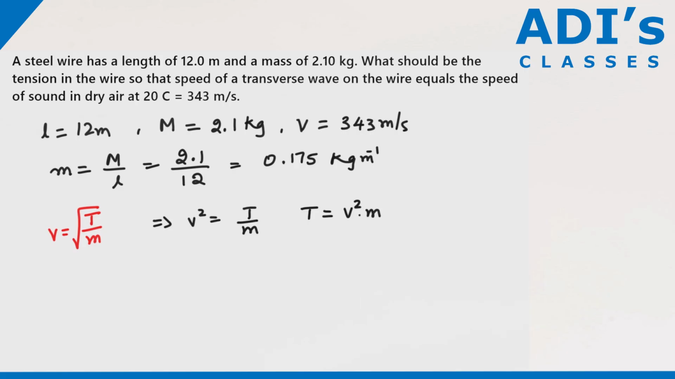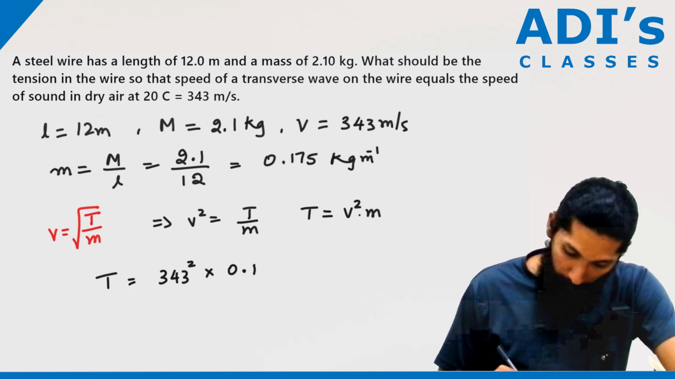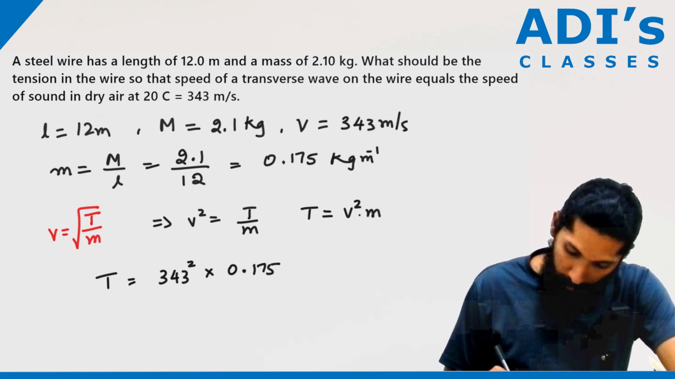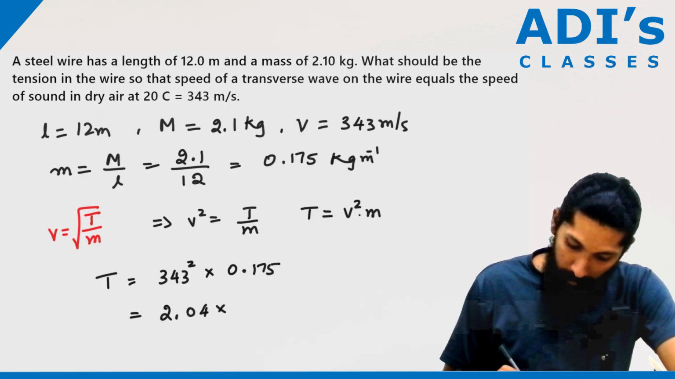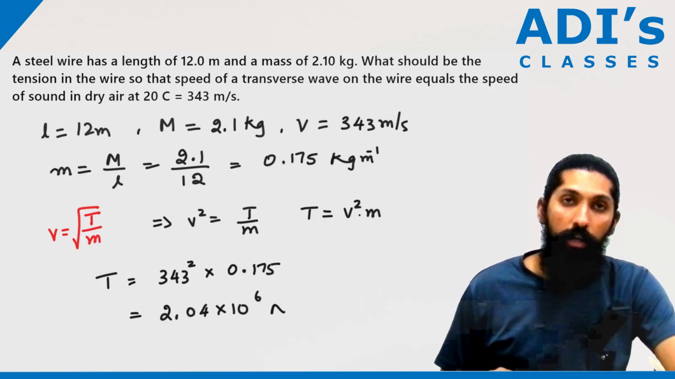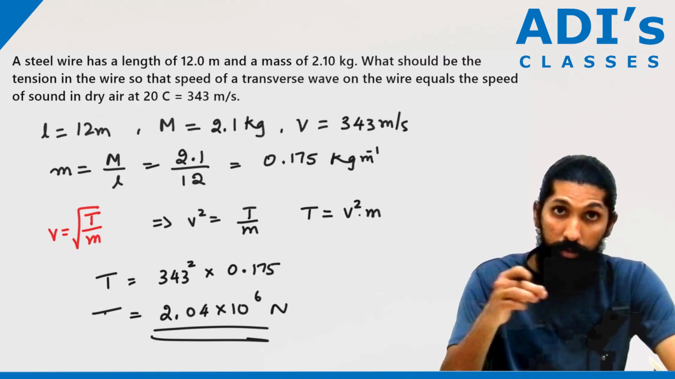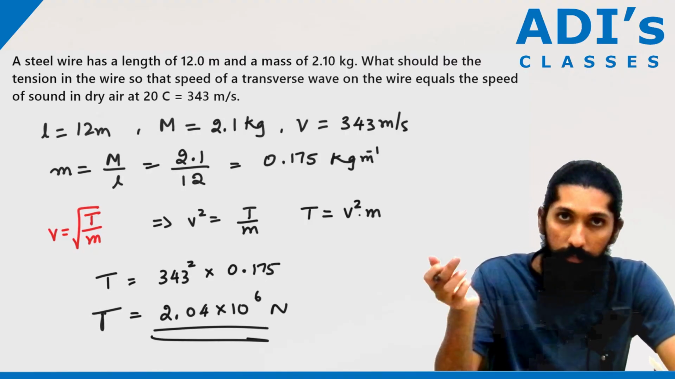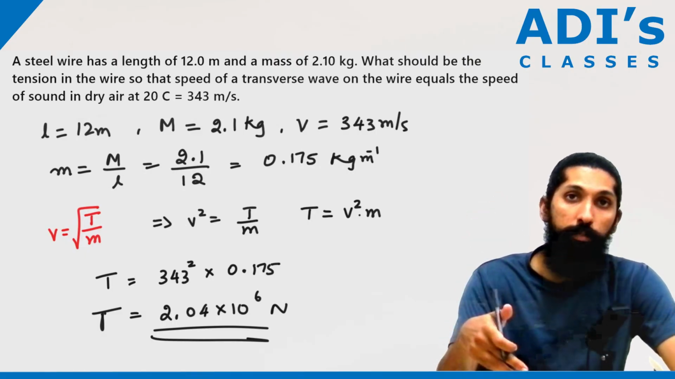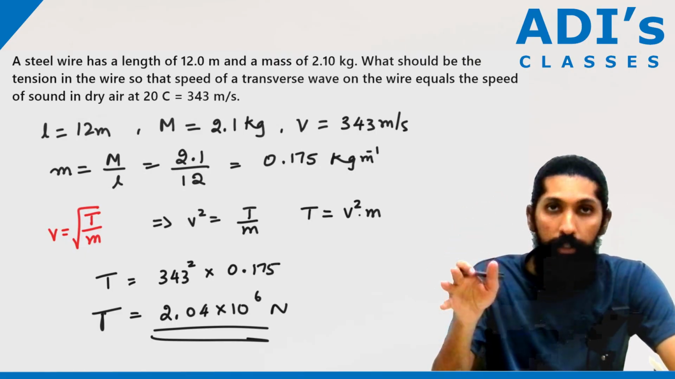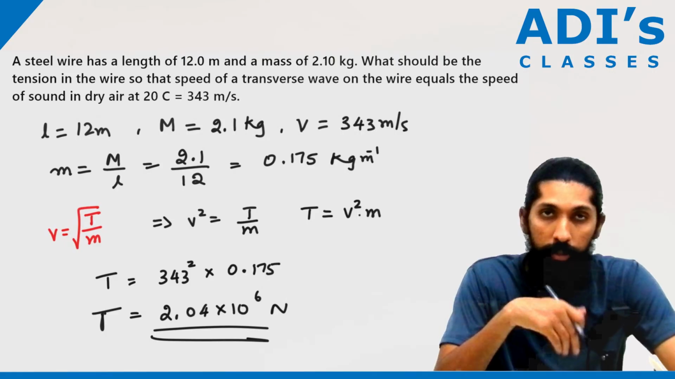If you substitute, T is equal to 343 square into 0.175, which gives a value of 2.04 into 10 to the power of 6 Newton. This becomes the final value for tension. That means the tension in the string, it's a steel string, correct? So the tension has to be more. So the tension in the steel string is given by this particular value. Fair enough? So this is the answer for the given question.